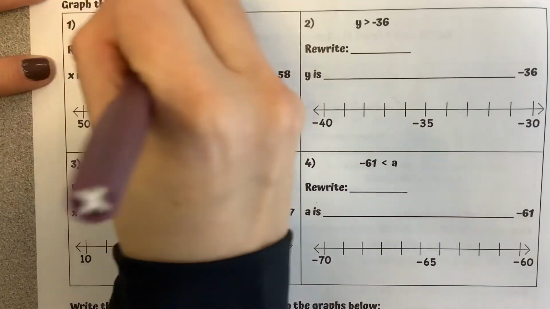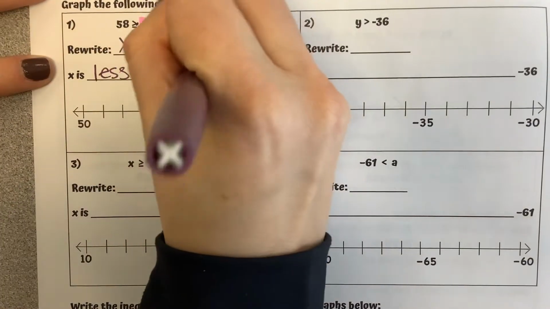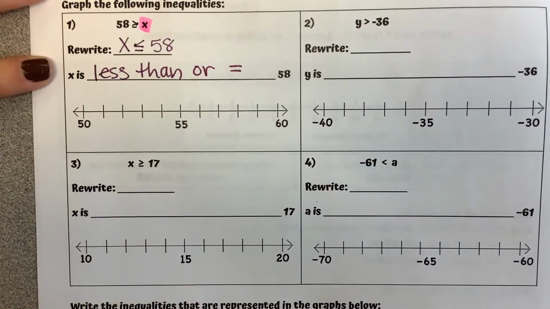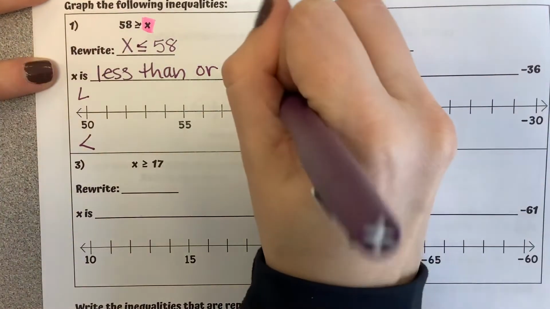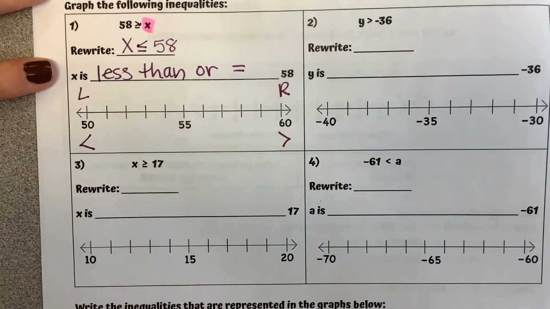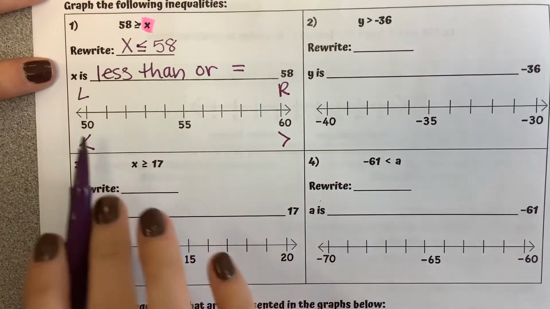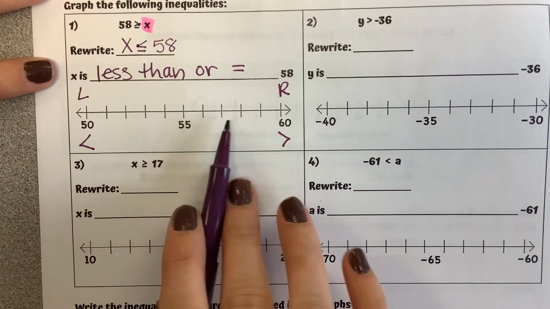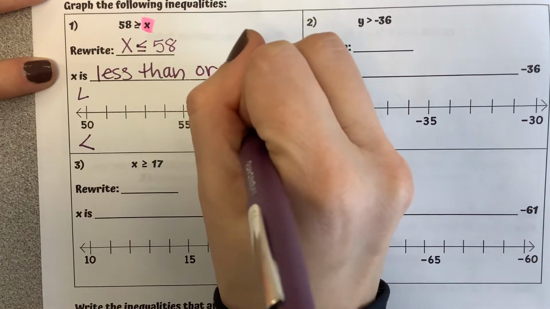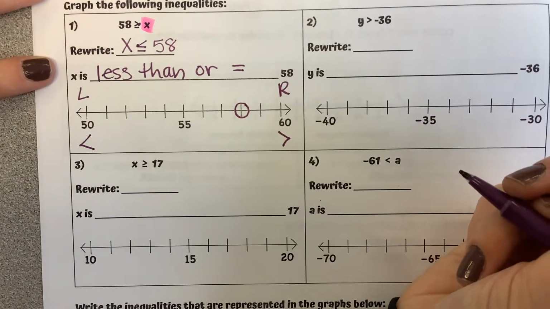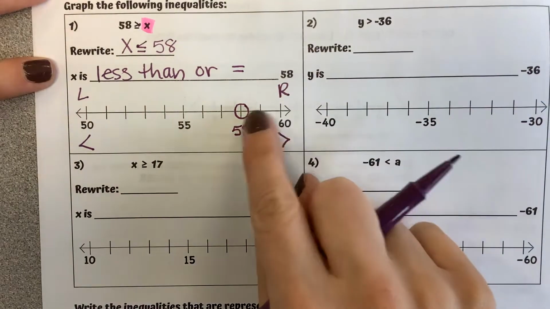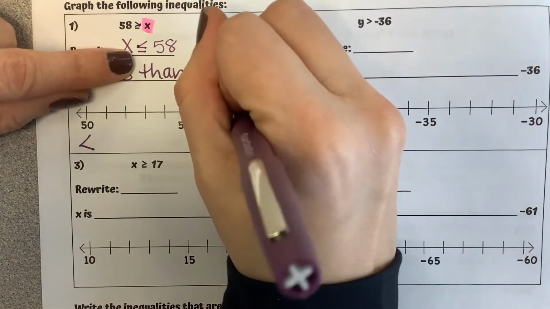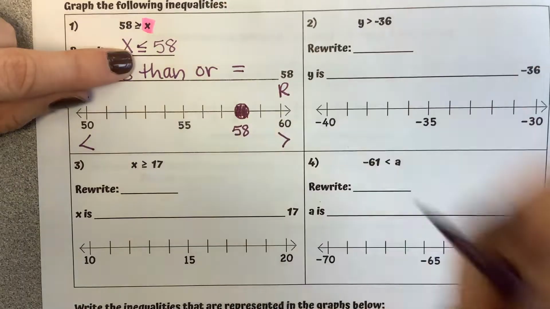So this symbol is less than or equal to. If you need the reminders, left means less, right means greater than. So 58, if I find that, 55, 56, 57, 58 is right here. So I'm drawing my circle at 58, if you want to write it there so you don't forget, okay? And it's equal to, so I'm going to fill that in.